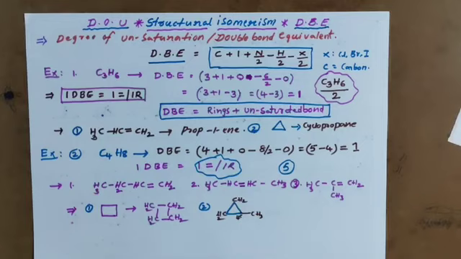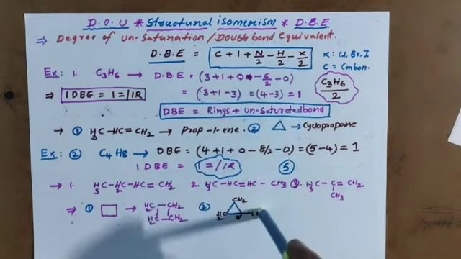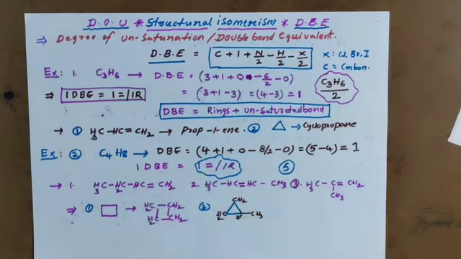Clear? Thank you very much. We'll meet in the next video with functional isomers. For functional isomers also you need DBE. So to learn functional isomerism, that is functional group isomerism, we need DBE. That's why I explained DBE before. You concentrate on this DBE. This will be useful in functional group isomerism. Thank you very much.